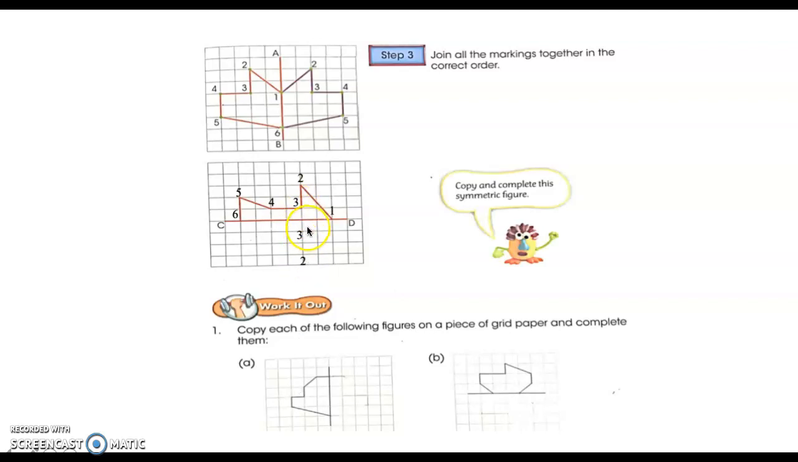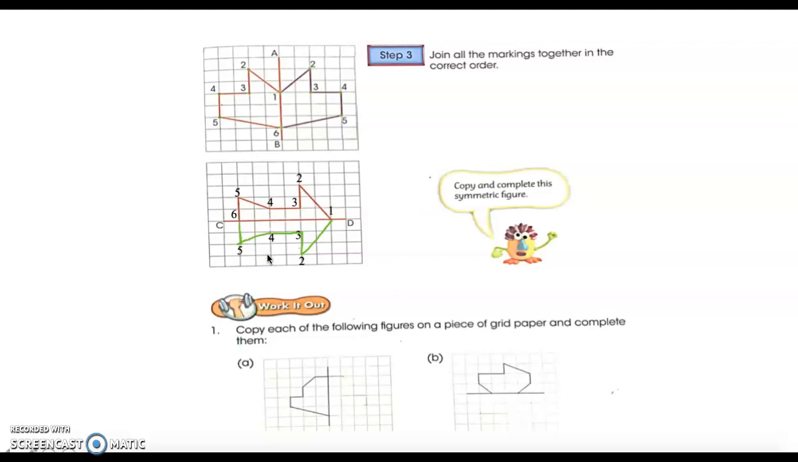So 1, 1 again. 5 is 1, 2. 6 is in the same place. Now I will start drawing. I will join the 1, 2, 3, 4, 5, 6. Now see, if I join it like that.